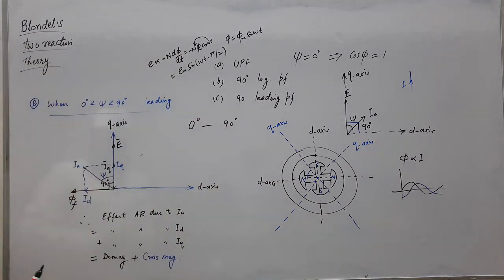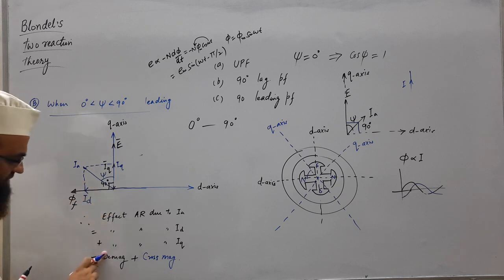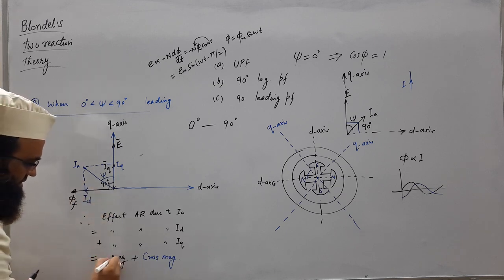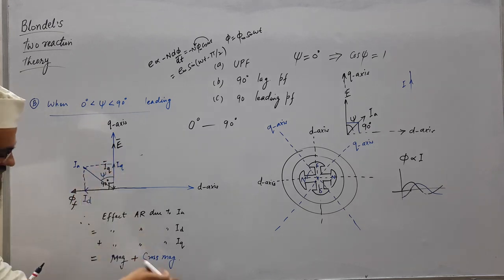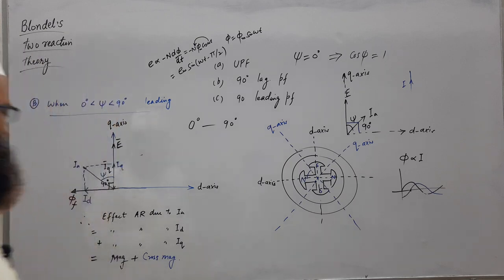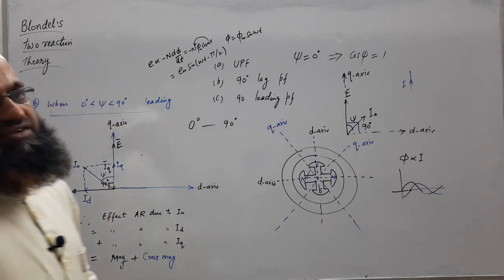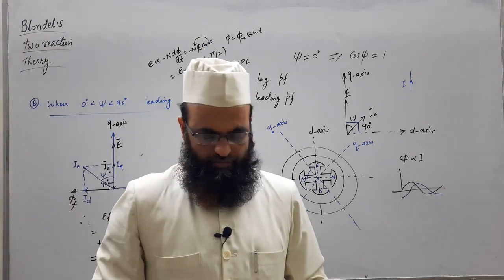So, what will be its effect? It is helping. So, that is known as purely magnetizing. And what is the effect of IQ? Again cross magnetizing. So, in this case the effect is magnetizing and cross magnetizing, a mixture of these two effects will be there.